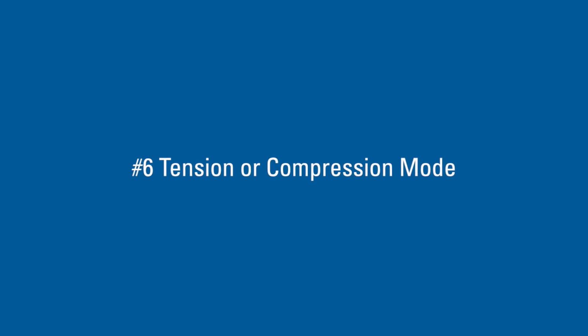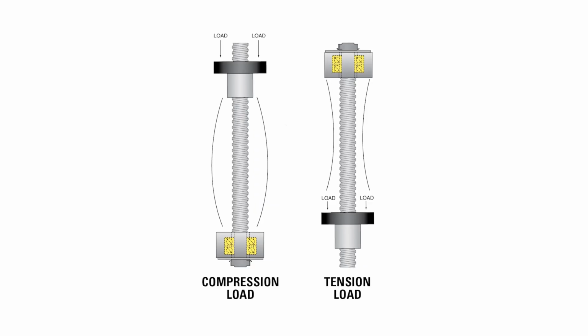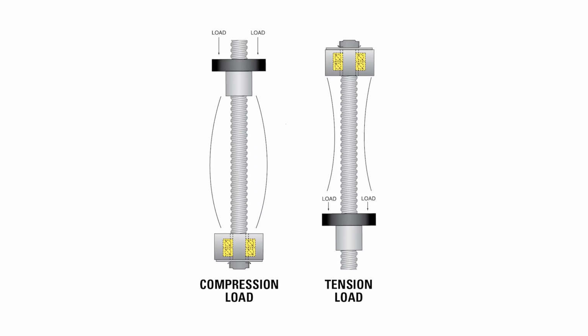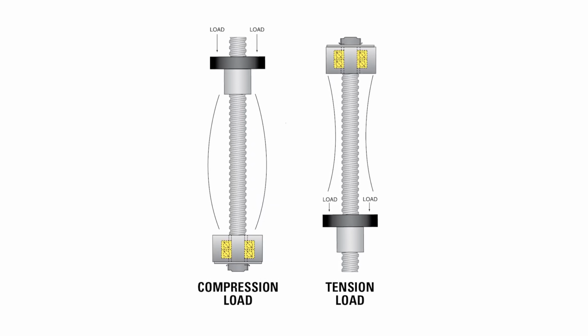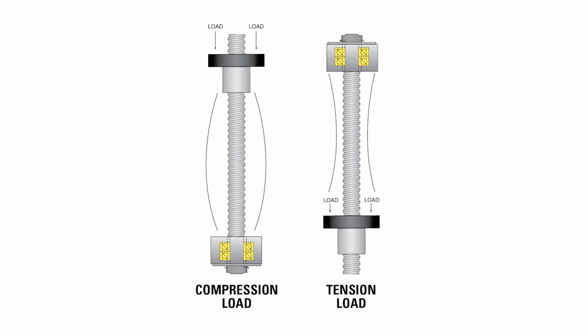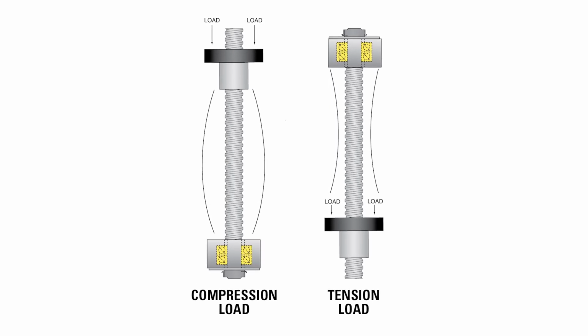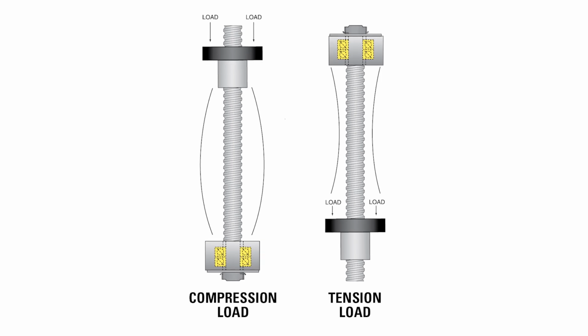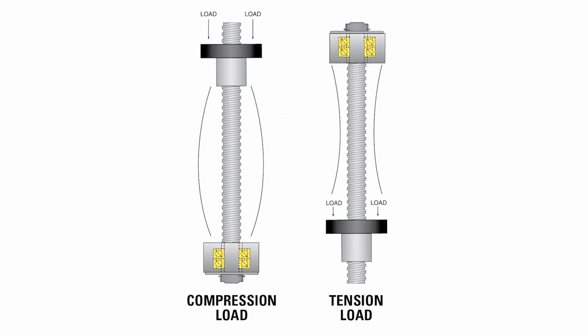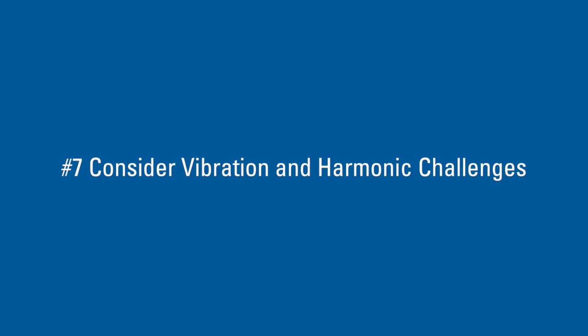Next, you'll need to decide whether you should use the ball nut in tension or compression mode. Compression loads can cause the screw to bow, while tensile loads stretch the screw axially. Ball screws work best with axial loads only. The screw must carry an axial load that is equal and opposite to the load generated on the ball nut by the motor's torque. Consider vibration and harmonic challenges.